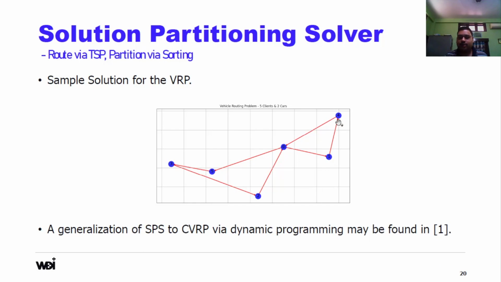As a side note, the solution partitioning solver is especially good at being generalized to the capacitated vehicle routing problem. We shall not outline that in these slides, but I shall refer anyone interested to one of the papers that we have referenced at the end of the slides, reference one.